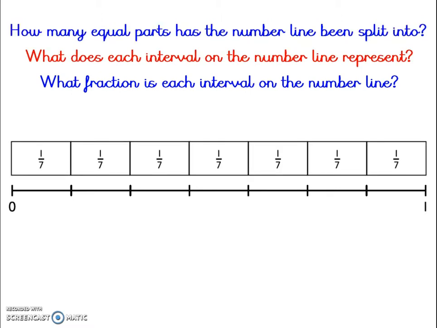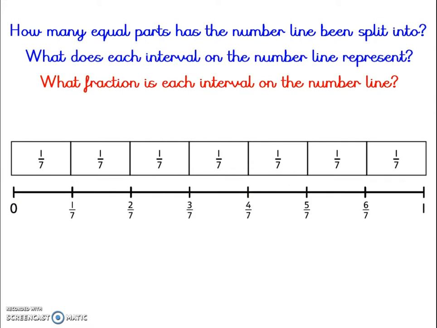Now we understand that we've separated it into 7 equal parts. That means each part must have a denominator of 7. And if we're looking at each part individually, each part is going to be 1/7. So we have 1/7, 1/7, 1/7, 1/7, 1/7, 1/7, 1/7. Put all those 7 parts together and it gives us one whole.